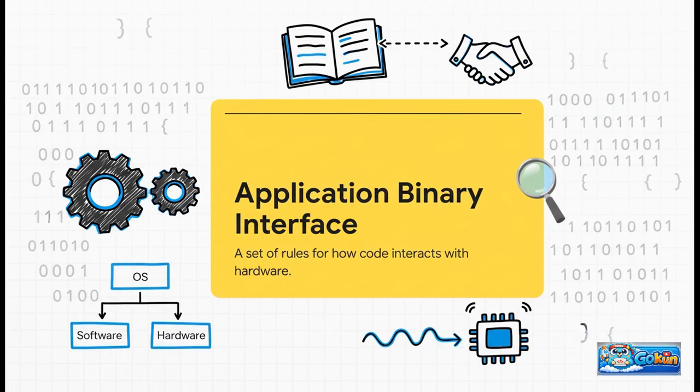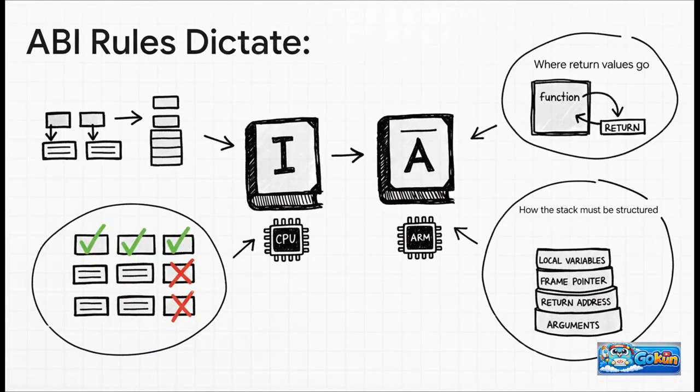You can think of it as the official contract. It's the rulebook that dictates how different pieces of software talk to each other at the absolute lowest level. It defines how functions call each other, how they pass data back and forth. It's the fundamental grammar of machine-level communication. It's what makes the whole system work together without falling apart. And every CPU architecture has its own unique ABI. An ARM64 chip plays by different rules than an x86-64 chip.